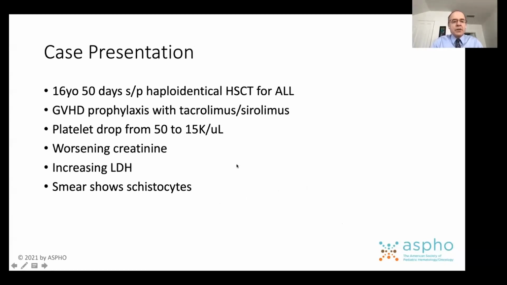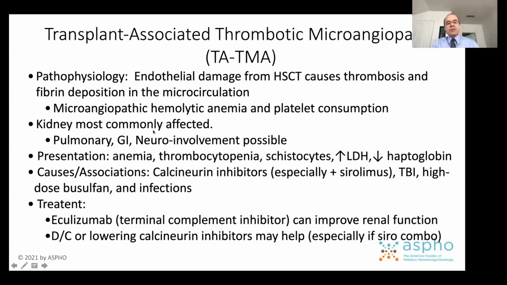Here's a case presentation of another complication of transplant. You have a haploidentical transplant for ALL that has GVH prophylaxis with tacrolimus. Have a big drop in your platelet count, worsening creatinine, increased LDH, and a smear shows schistocytes. This is transplant-associated microangiopathy. The pathophysiology is that you get endothelial damage from transplant that can cause thrombosis and fibrin deposition in the microcirculation of the kidney, usually.